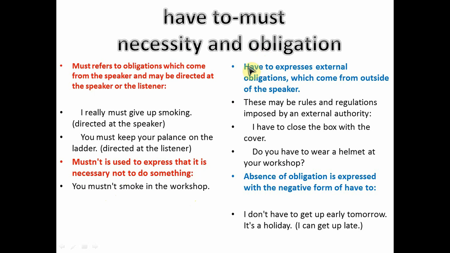Okay, let's have a look at have to. We use have to to express external obligations which come from outside of the speaker. So take care. Here I use have to talk about obligation from outside. It's not from the speaker. So must is from the speaker, maybe to the speaker himself or to the listener, but have to is from outside of the speaker. These may be rules and regulations imposed by an external authority. For example, I have to close the books with the cover. Do you have to wear a helmet at your workshop? Okay, so this is about have to, expressing external obligations.